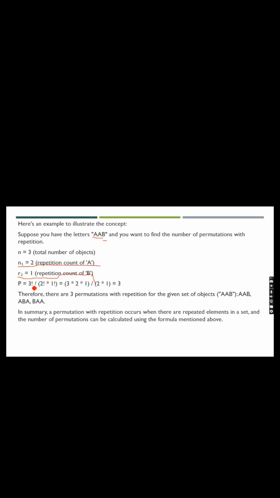P equals 3 factorial over 2 factorial times 1 factorial, equals 3 times 2 times 1 over 2 times 1, equals 3. Therefore, there are 3 permutations with repetition for the given set of objects: AAB, ABA, and BAA. In summary, a permutation with repetition occurs when there are repeated elements in a set, and the number of permutations can be calculated using the formula mentioned above.